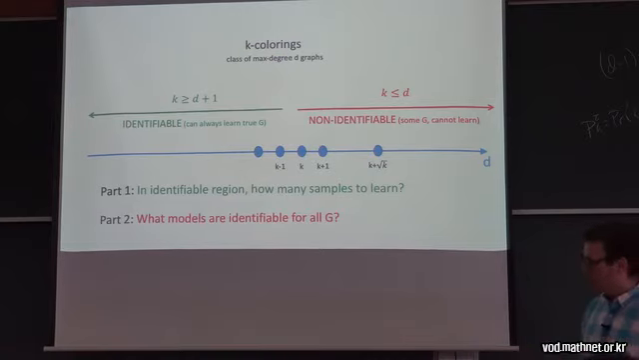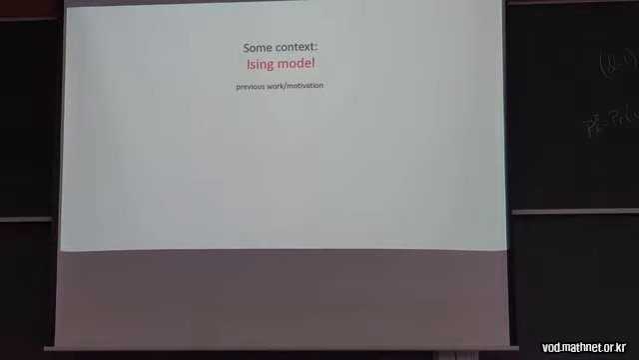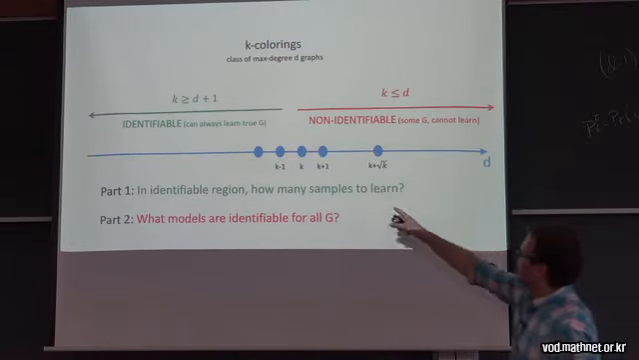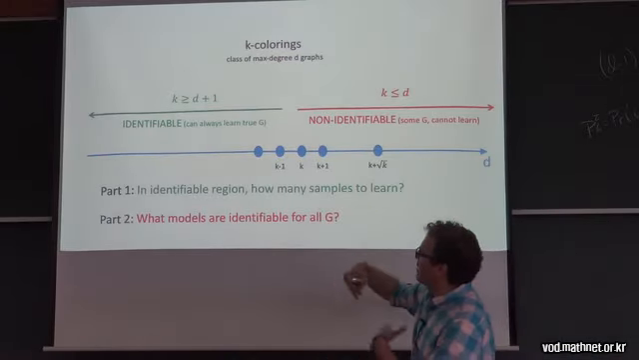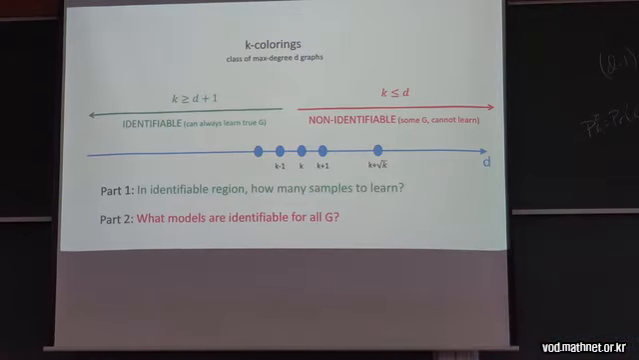So we can get some nice, simple characterization of which graph problems is it identifiable for all graphs or not, okay? So those are the two directions we're going to do in the talk. Before I talk about how many samples to learn, I want to give you some context about what's known for other things. So we have some context about how well we're doing or not.